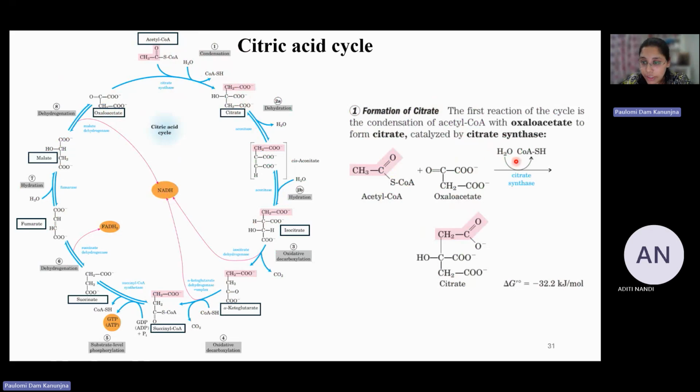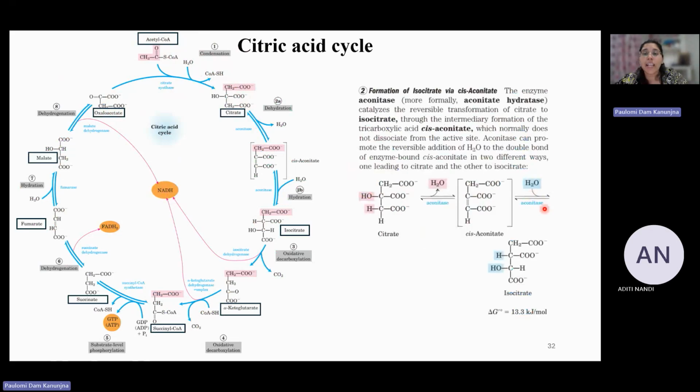Then, so you can see here. The first step is where your oxaloacetate combines with acetyl coenzyme A, gives you a citrate. The enzyme in use here is citrate synthase. Second is when you have the citrate getting converted to isocitrate via an intermediary form of cis-aconitate. Enzyme used here is aconitase, and the reaction is first dehydration and then hydration. So first you have a removal of a water molecule, and then a water molecule is added, right? So this is how it takes place.